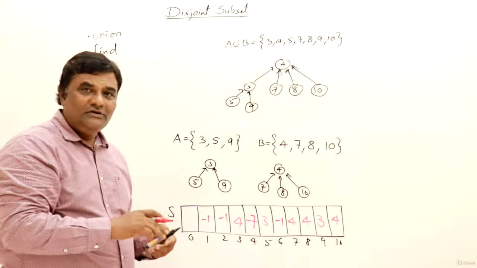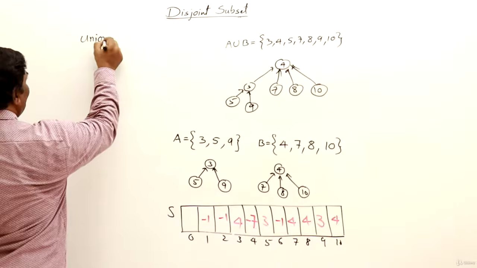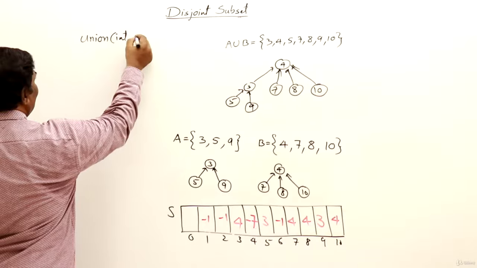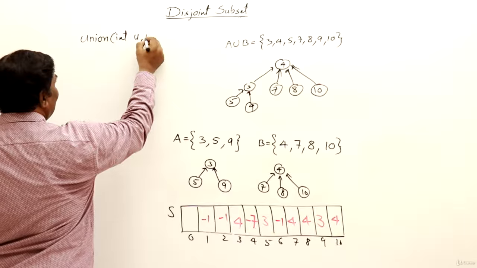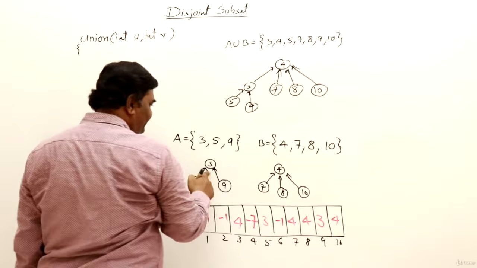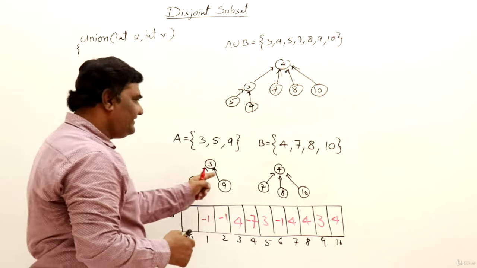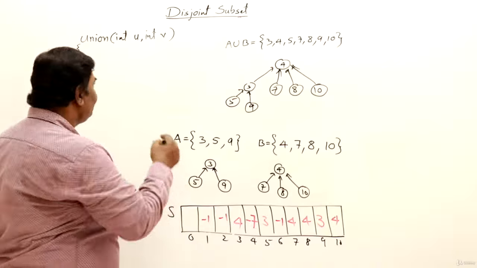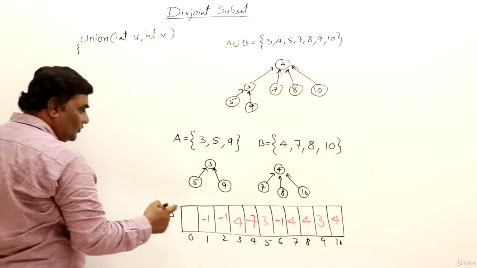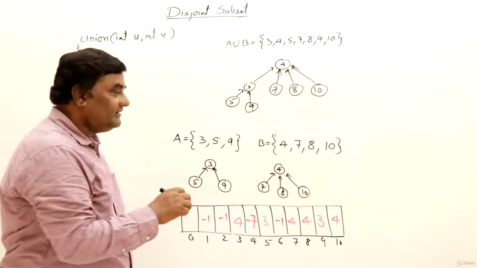So I will write down a simple code for performing union. Union of head of a set, let us say U, and head of a set, that is V. Let us say head of a set is 3 and this is 4. Let us say I am performing union on this, that is 3 and 4. So for performing this, I should check whose value is smaller. Actually it is negative, so I should check for smaller.